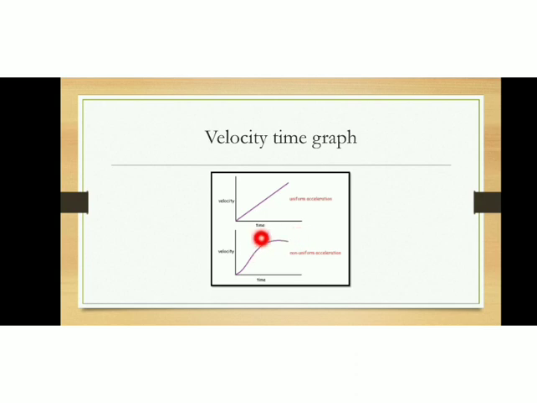So what is the nature of the velocity-time graph for uniform acceleration and non-uniform acceleration? For uniform acceleration, the velocity-time graph is a straight line passing through the origin, and for non-uniform acceleration, the velocity-time graph is a curved line.